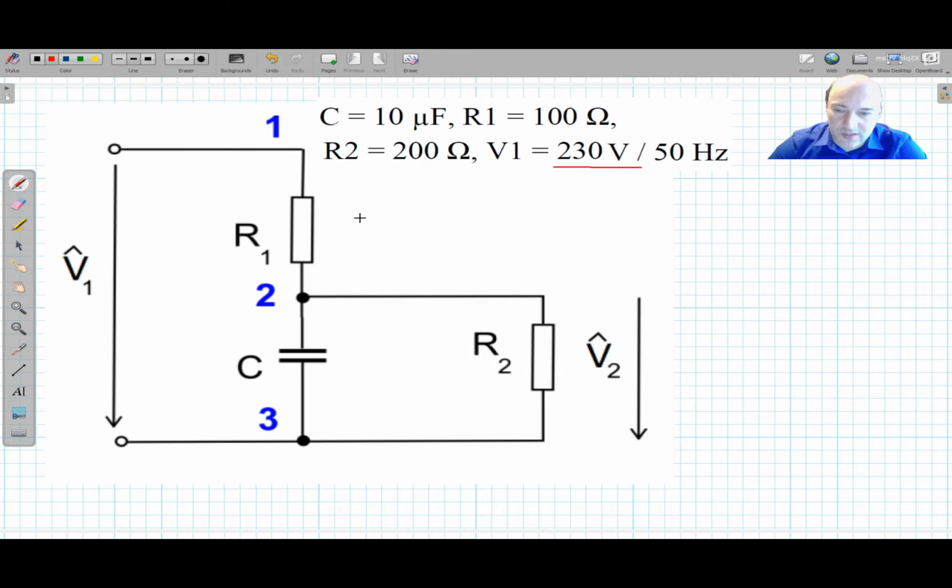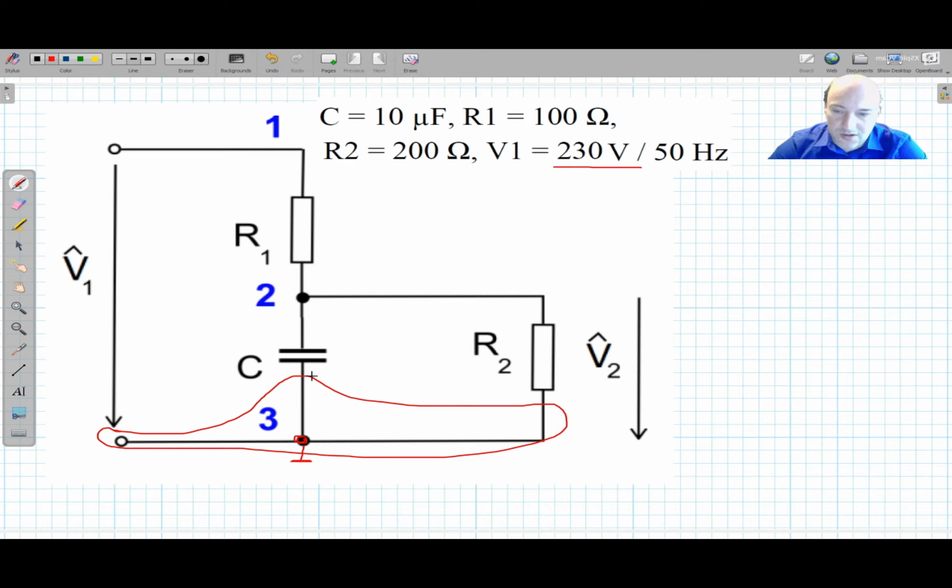For the node method we need to set the reference node. So I will select node number 3 to be my reference, and all other voltages in my circuit will be referenced to node number 3. Now keep in mind that node number 3 is not just this dot, but this whole connection. So this whole connection is node number 3.